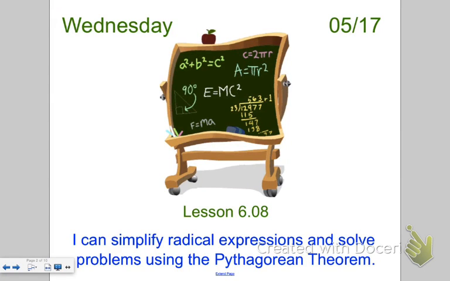Hi 8th grade, this is Miss B here with lesson 6.8, and today we're going to continue simplifying radical expressions and solving problems using the Pythagorean theorem. So let's begin by going over our do now.